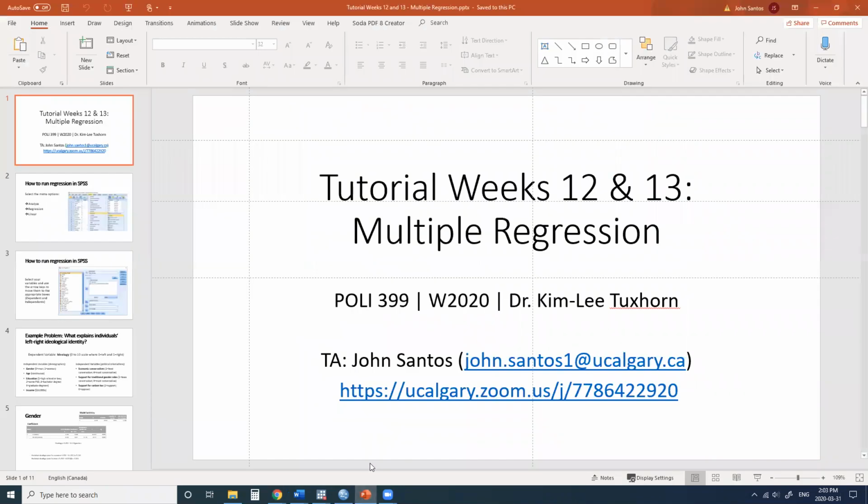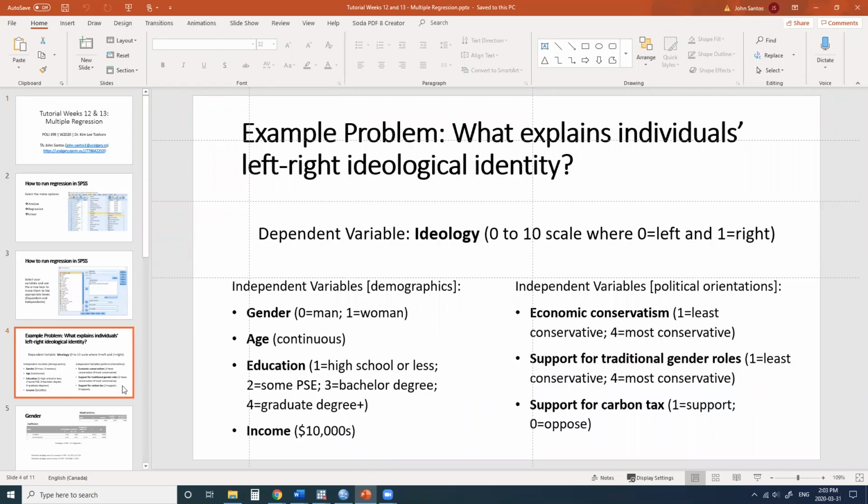So we'll start off just by going through some theoretical stuff here, just to review what you've already done in class, right? And so, multiple regression is really a way for us to test the relationship between many independent variables and a dependent variable of interest. So I've given you the sample problem here. What explains individuals' left-right ideological identity, right?